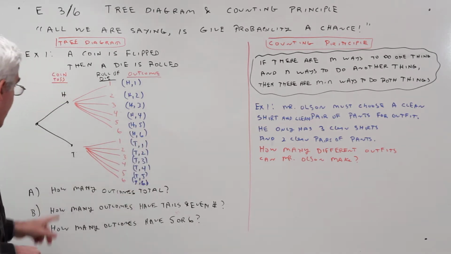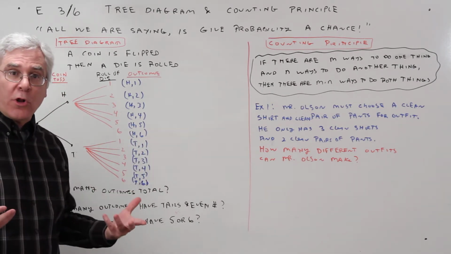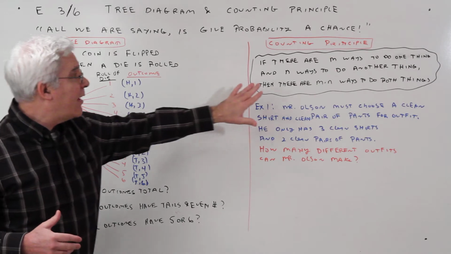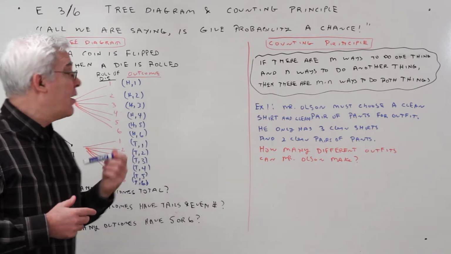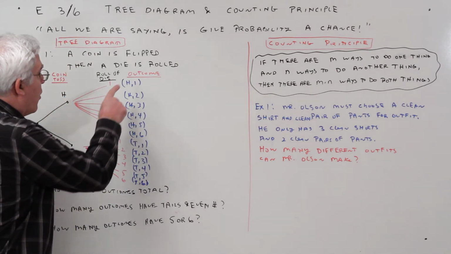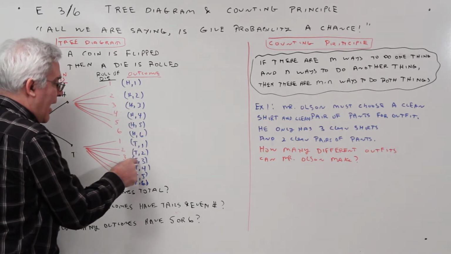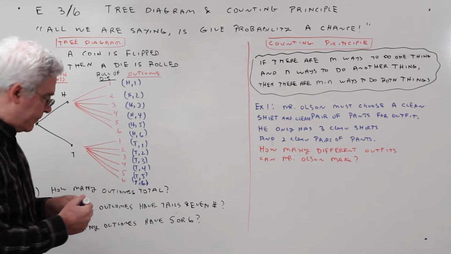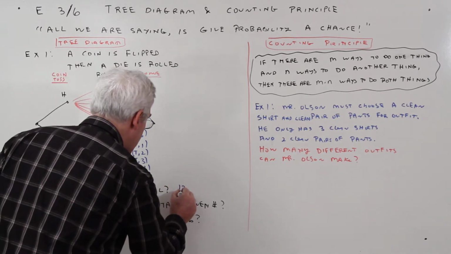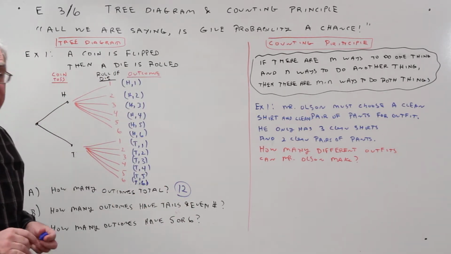All right, here we go. How many outcomes total are there? And once we get to the counting principle, I'll show you a shortcut. For right now, we'll just count them. 1, 2, 3, 4, 5, 6, 7, 8, 9, 10, 11, 12. Okay? So you're just counting.